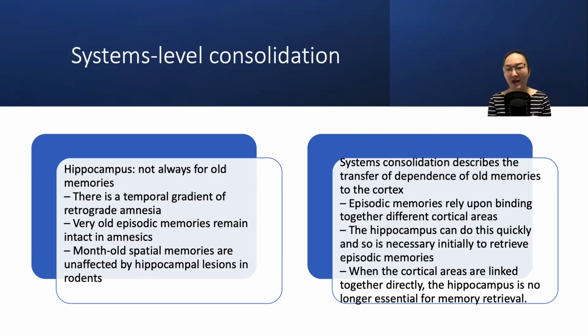Episodic memories rely upon binding together different cortical areas. The hippocampus can do this quickly, and so is necessary initially to retrieve episodic memories. When the cortical areas are linked together directly, the hippocampus is no longer essential for memory retrieval. Remember, the hippocampus can do this quickly, and so is necessary to retrieve episodic memories.